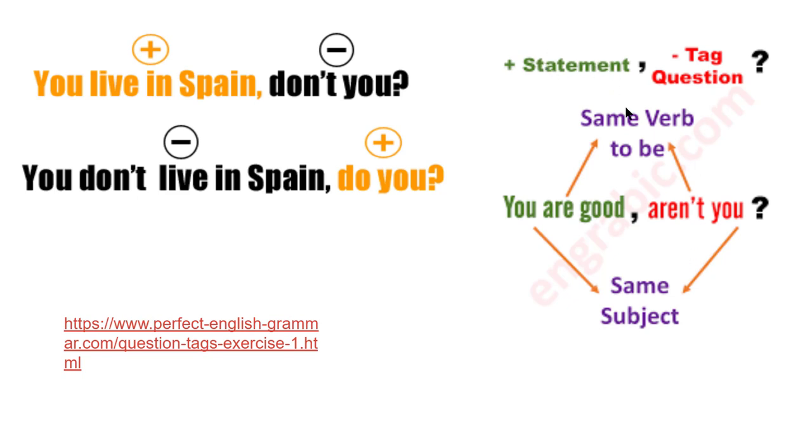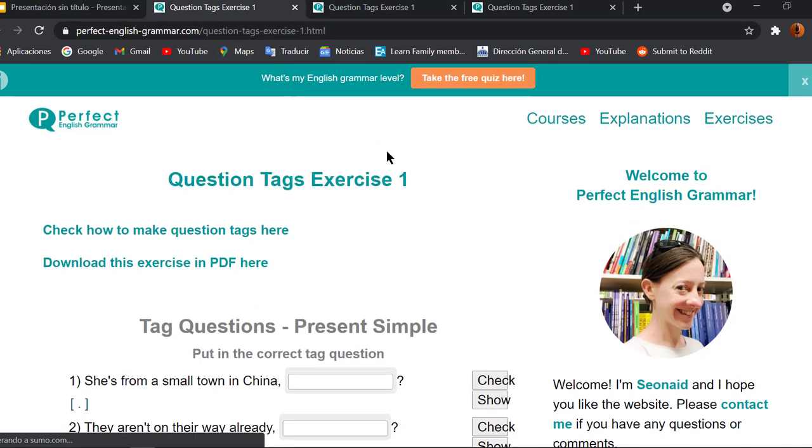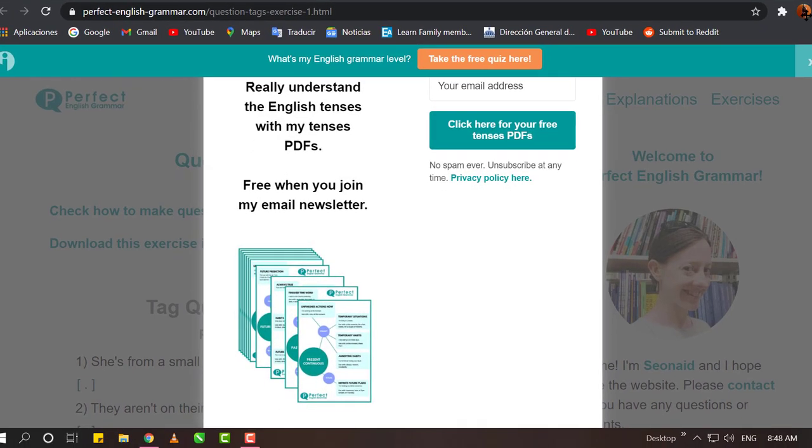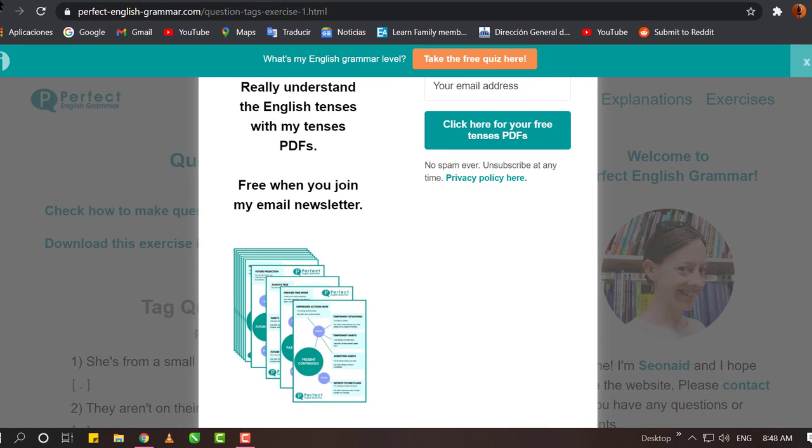Here we have a statement, a tag question, the same verb, in this case the verb to be, and the same subject: you, are, aren't. You are good, aren't you? You don't live in Spain, do you? The same auxiliary here. Click to start this, okay? Let's start.